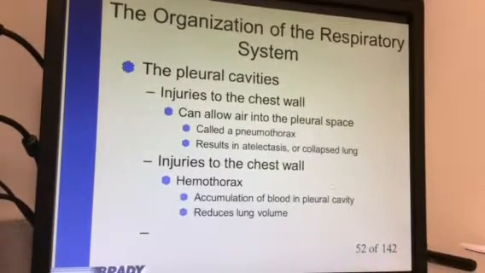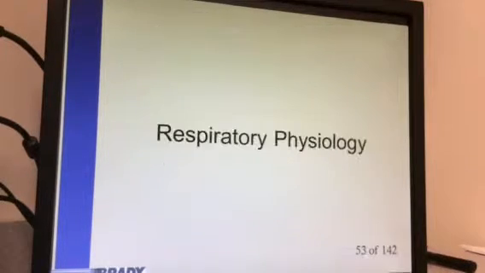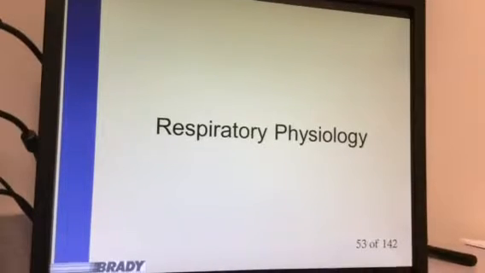We can have a lot of injuries to that area, to the chest wall, that can cause bleeding. Bleeding into that pleural cavity is what's called a hemothorax. That area can fill up with blood, which gives us some dull sounds. When it fills up with air, it can be a pneumothorax.